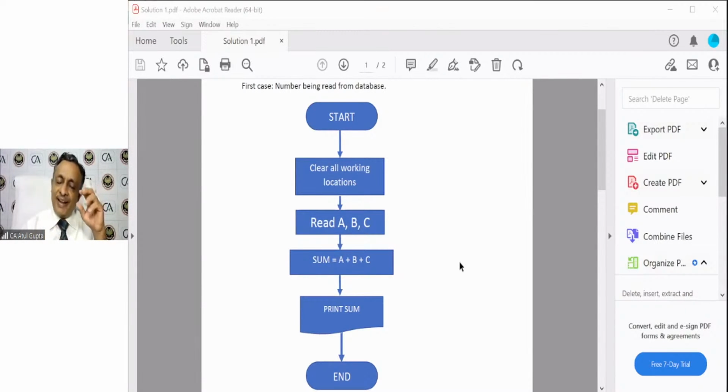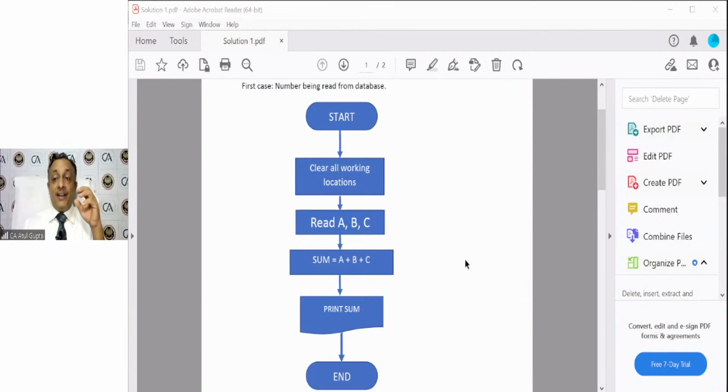Then once you read, you want to calculate the sum. In the next rectangle, the process, you say add A, B, C to get sum. So these four variables are there. And then print, which is a very special symbol: print sum, and end the program. That is how you go about it.